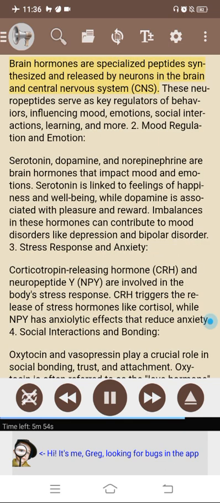1. Introduction to brain hormones and behaviors. Brain hormones are specialized peptides synthesized and released by neurons in the brain and central nervous system (CNS). These neuropeptides serve as key regulators of behaviors, influencing mood, emotions, social interactions, learning, and more.